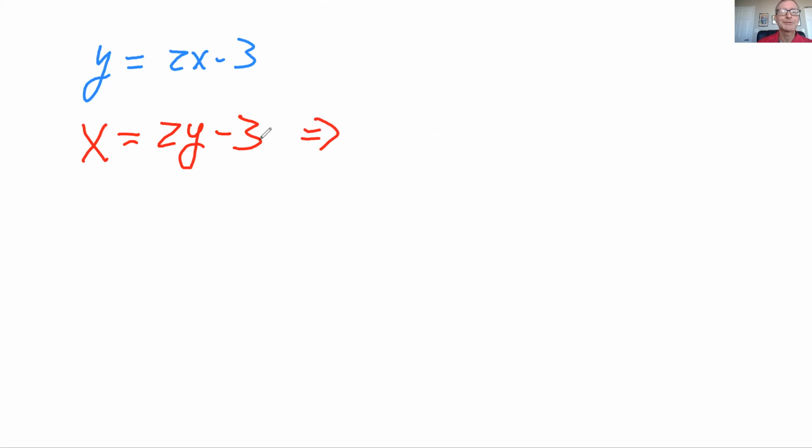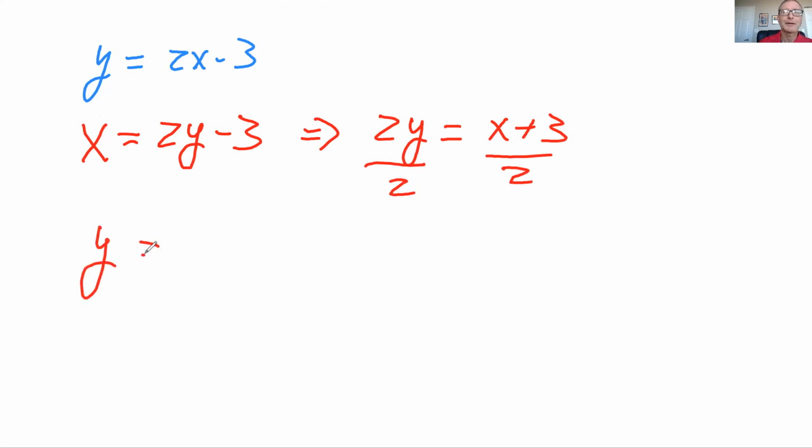We have to do a little algebra. We'll bring the minus 3 to the other side. You have 2y equals x plus 3, and then you divide each side by 2, and the inverse is y equals x over 2 plus 3 over 2. You could write it this way, or you could leave it the way we had it there.